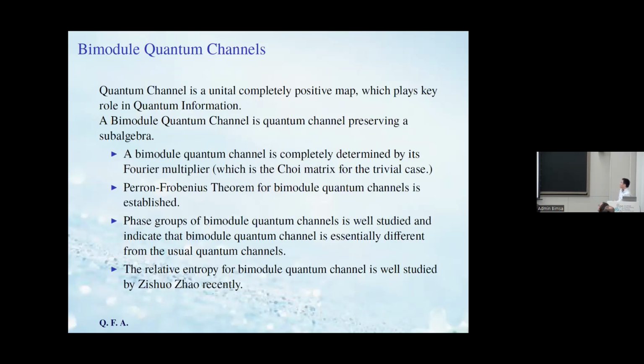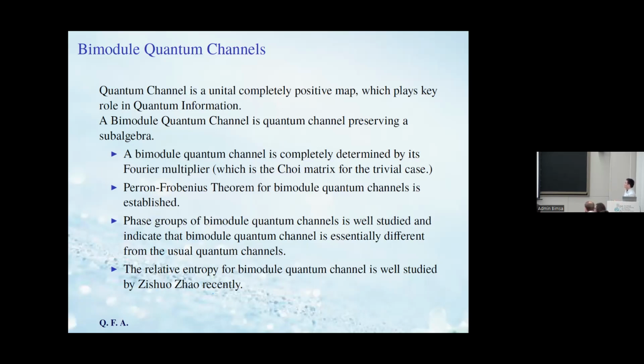The last direction is about the bimodule quantum channel. The quantum channel actually is a unital completely positive map, which plays a very important role in quantum information. Okay, this is in the Heisenberg picture. We use the unital. But in the Schrödinger picture, it uses trace preserving. Okay. A bimodule quantum channel is a quantum channel preserving a subalgebra. Here, usually we just preserve a von Neumann subalgebra, not just a subalgebra. But you may not know the von Neumann subalgebras or von Neumann algebras. Then I simply say this is a subalgebra because usually it could be the multiple matrix algebra.